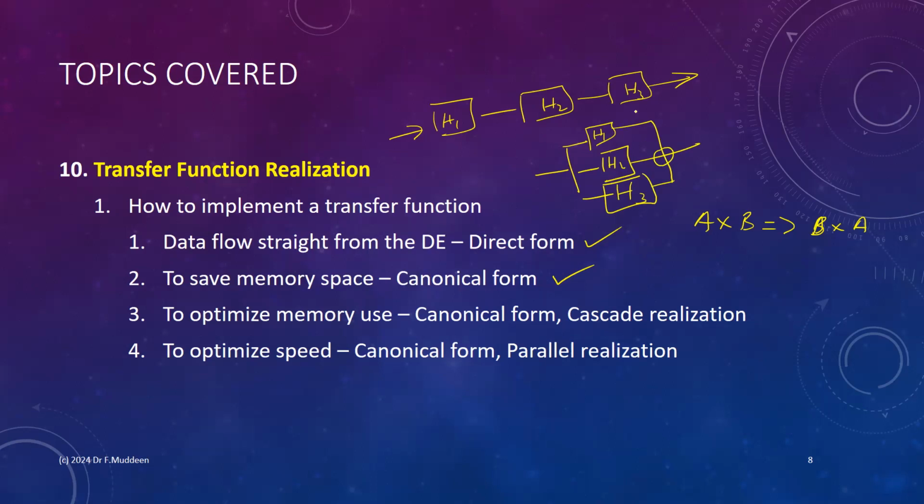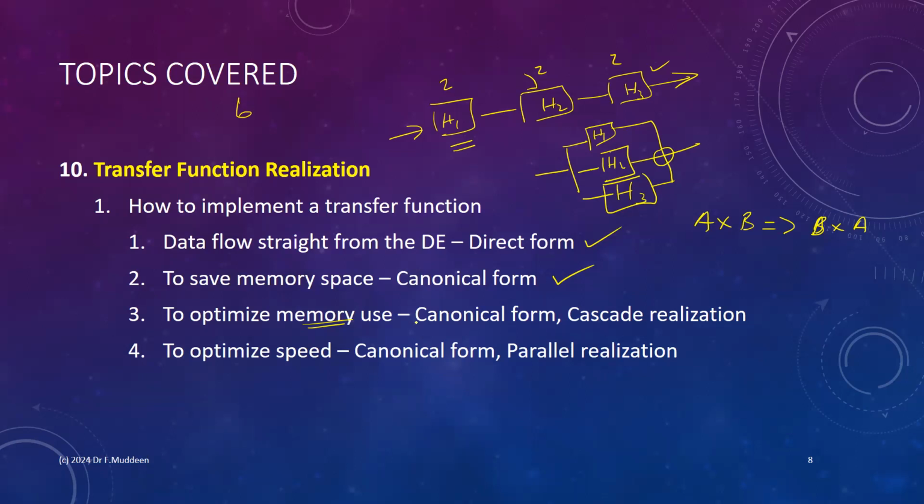Okay, so cascade realization, if you want to optimize memory use, because what you're doing is processing one transfer function at a time and then passing the answer across to another transfer function. So for instance, if you had a sixth order function to realize, you could split up the sixth order function into 3 second order functions. A second order function means you only have to have 2 memory spaces available to perform it.